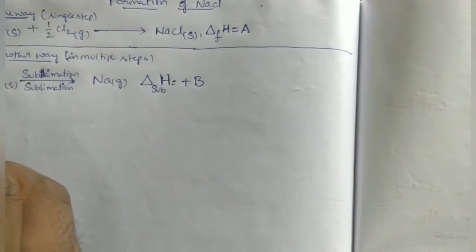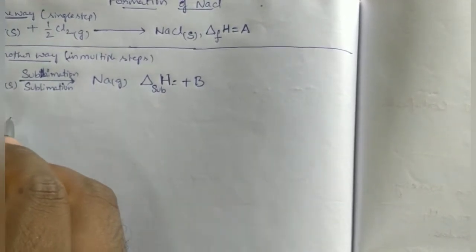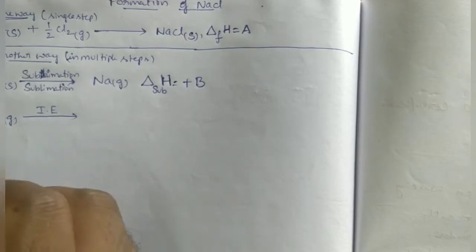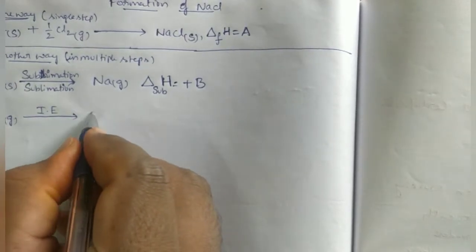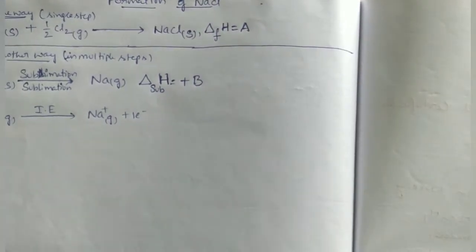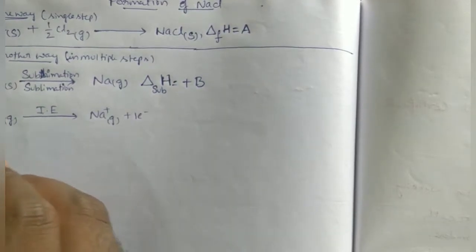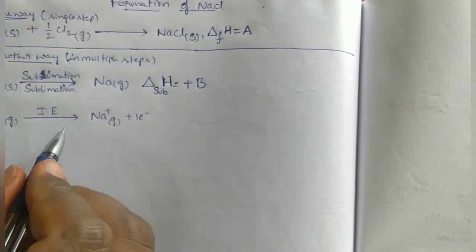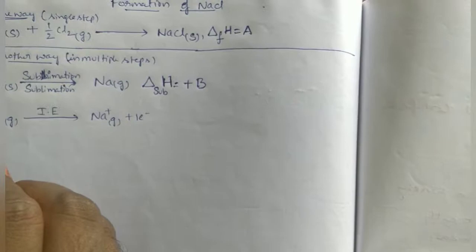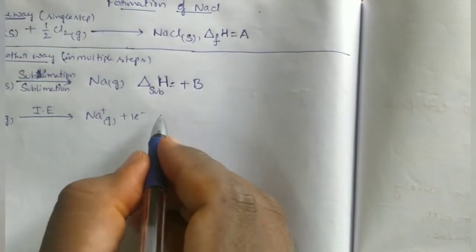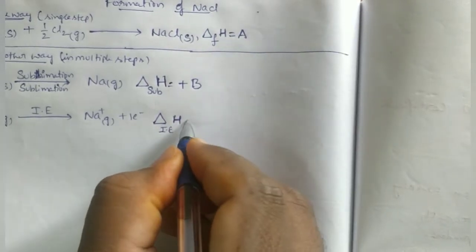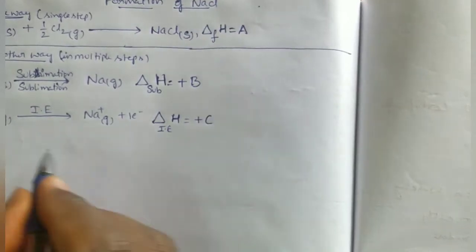Next, second step. Sodium gas absorbs some amount of energy, called ionization energy, to form Na+ gas plus 1 electron. By the absorption of ionization energy, sodium gas is converted to Na+. This we know from the periodic classification definition: the amount of energy required to remove the electron from a neutral isolated gas state atom is called ionization energy. So here delta H is ionization energy, equal to plus C. Here also energy will be absorbed.